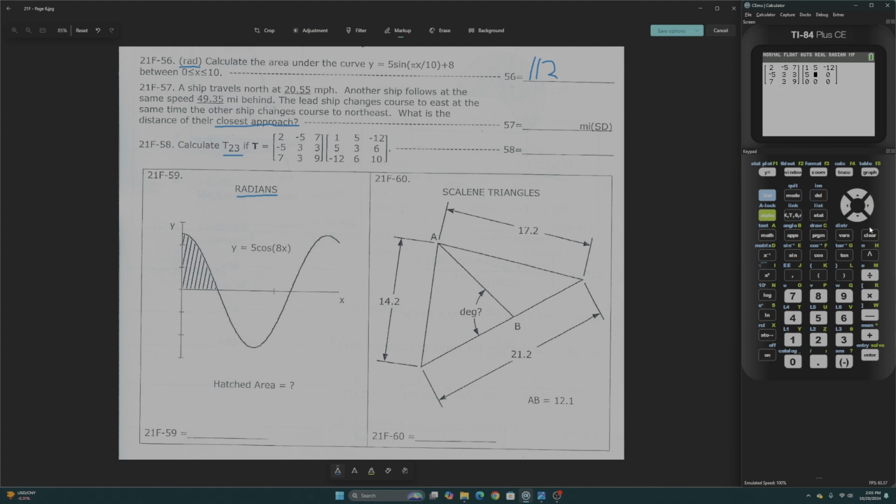I don't think I'm a matrix. Alright, 6, negative 12, 6 again, and then 10. Like I said, it's row 2, column 3, 108.